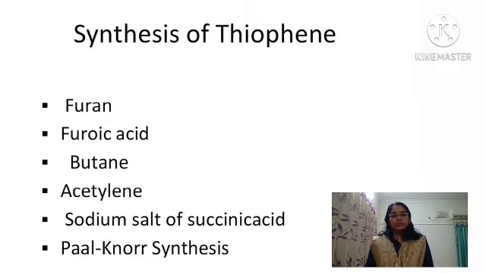Coming to the next topic, that is how to synthesize thiophene. There are several methods to synthesize thiophene in the laboratory as well as on a commercial scale. Here I am discussing some of the important methods to synthesize thiophene. That is, one from furan, next from furoic acid, next from butane, then acetylene, then from the sodium salt of succinic acid, and lastly by Paal-Knorr synthesis. And this Paal-Knorr synthesis is specially designed for synthesizing a substituted thiophene.